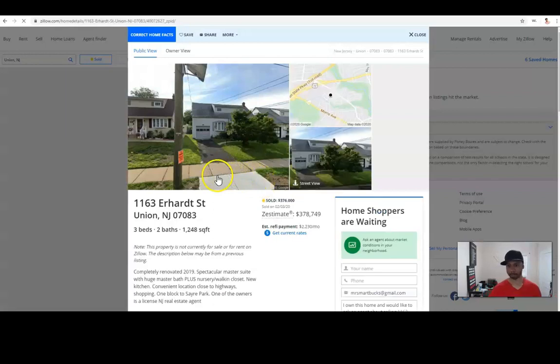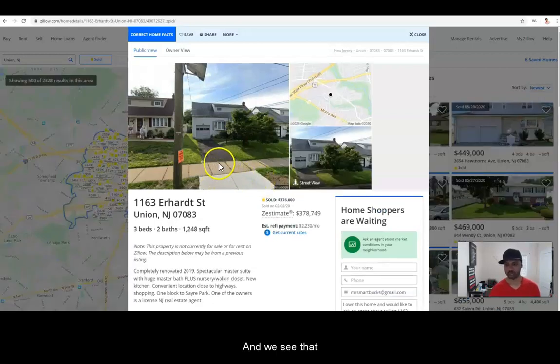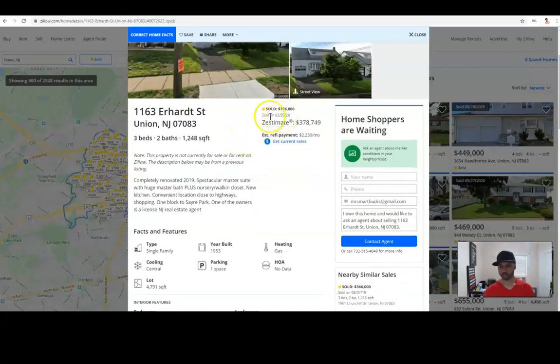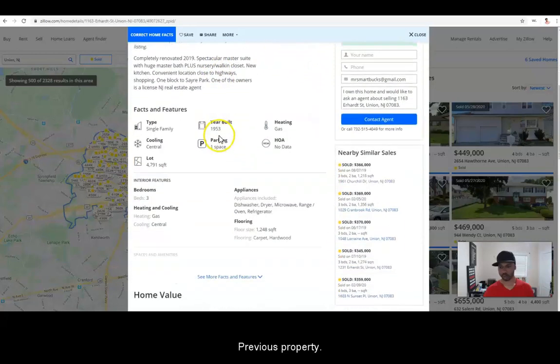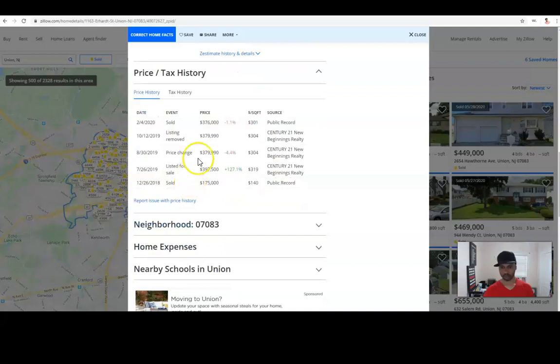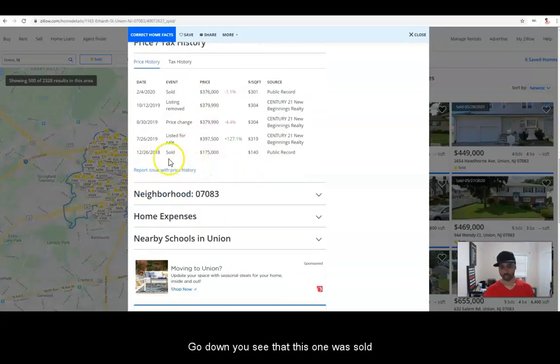So you click on that, and we see that this sold for 376. And now that's higher than the 329. It's higher than the previous property. And you do the same thing. Go down, price, tax history. Go down, and we see that this one was sold 12/18 for 175. So now that's telling me that a buyer, an investor, bought that for 175.